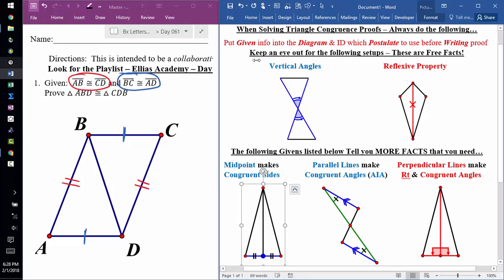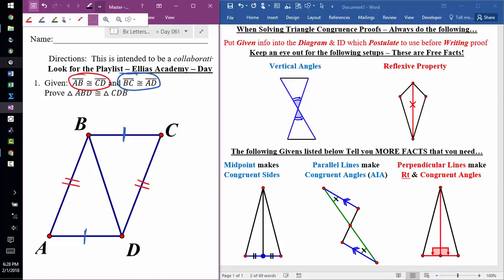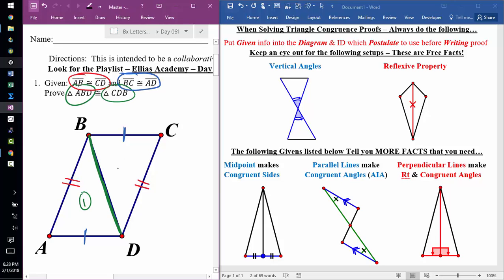So now I'm in my next spot. There are no more givens to go off of, and I'm keeping an eye out for any of these setups. I don't see vertical angles, but I do see that I can use the reflexive property. I see that there's this side here, BD, right? That side BD is in both of my triangles, triangle ABD, that one there, and triangle CDB, this triangle there. This side is going to be my third fact. It's the side I can use in both. That's going to be reflexive.